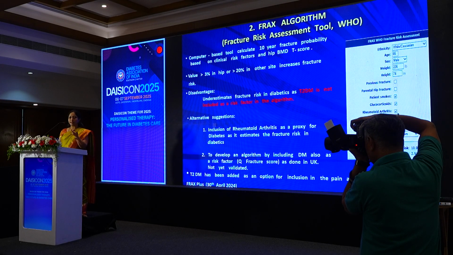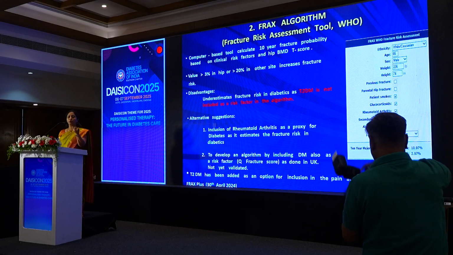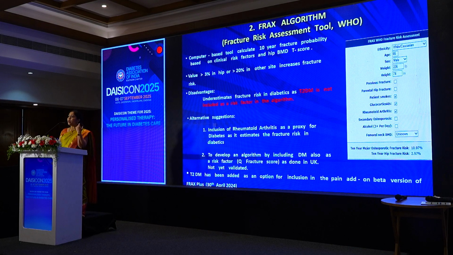For people who are more tech savvy, if you want something easier than sending them to a scan center for a DEXA, you can always do the FRAX score.